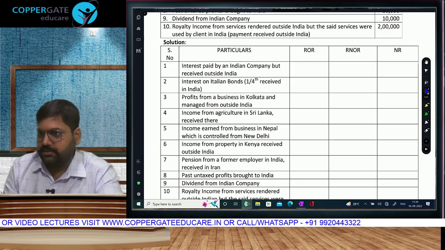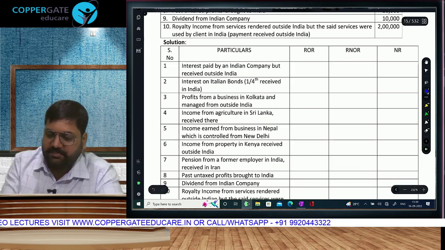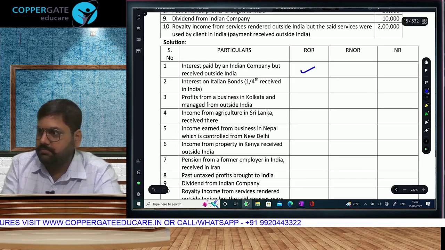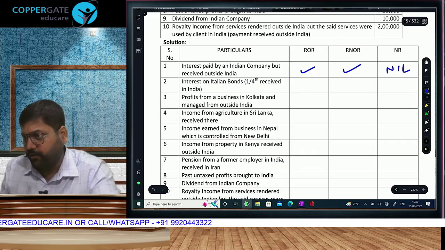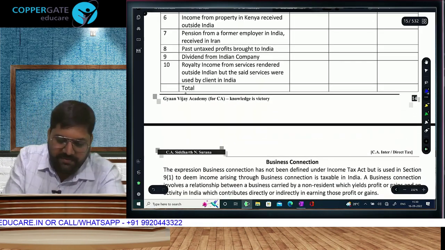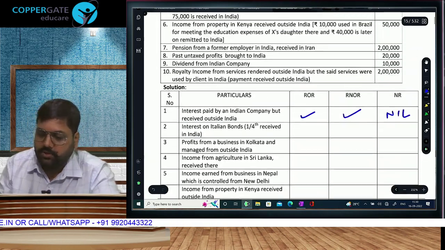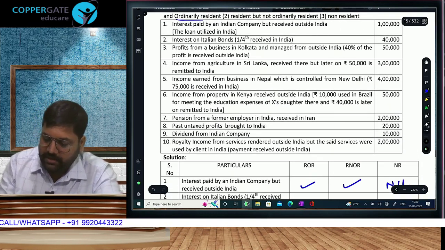We'll write particulars. If the amount is taxable for ROR, we will write the amount here. Taxable for RNOR, write the amount here. Not taxable, then write 0. ऐसे करके we will do for every income. And at the end, we will take the total. So we can decide this income by income.